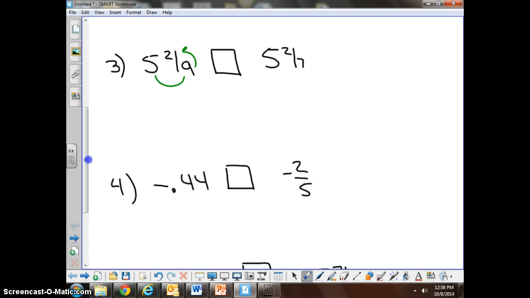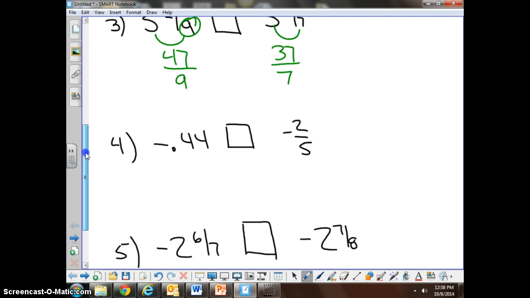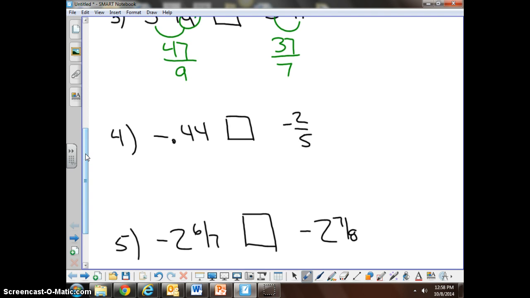5 times 9 is 45, plus 2 is 47 for my numerator. Denominator is 9 because the denominator in my mixed number is 9. 5 and 2/7: 5 times 7 is 35, plus 2 is 37. I'm going to leave my denominator as 7. I still do not have common denominators, so now I have to go a step further and decide what is the least common denominator for 9 and 7. When I think about 9 and 7, I think of the number 63. And I'm going to rewrite both fractions so that they have a denominator of 63.